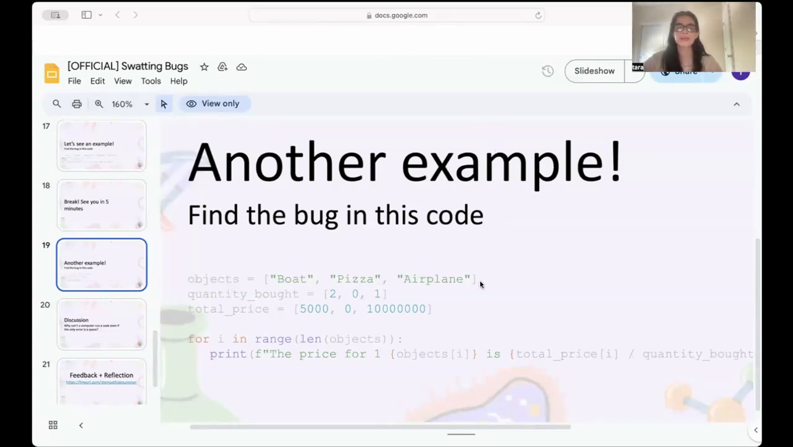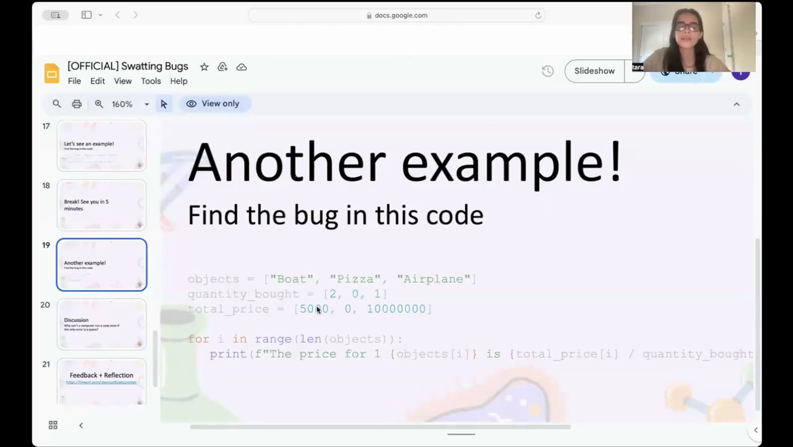So here is the answer. The answer is that we are dividing by quantity bought. Look at this quantity bought list, 2, 0, 1. Okay, we divide by 2, that's fine. We divide by 0, do you think that's going to work? The answer is no. This is going to bring up a zero division error, which means we can't divide by 0. It's not going to work. So that's the problem with this quantity bought.